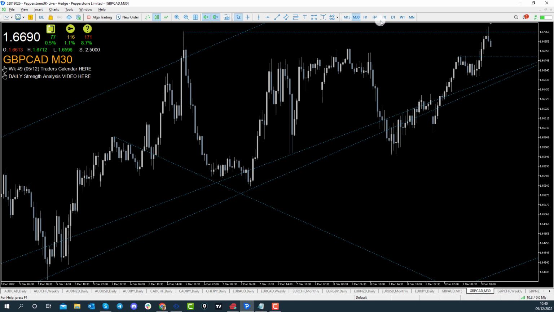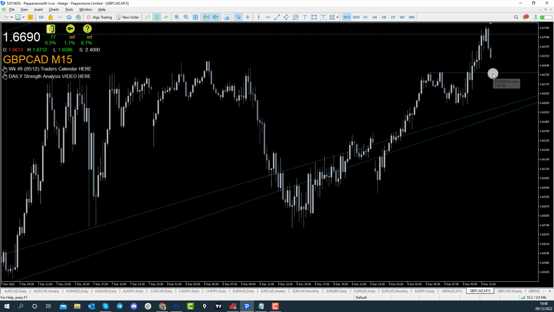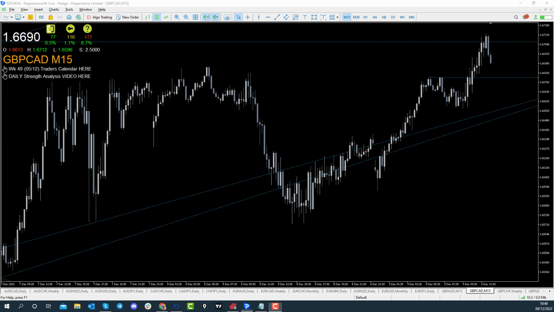Now this would be very much focused around a day trading opportunity, because what I'd want to see is price come down into this area here, find support, and then look for your longs back up into these highs first. Then look to see if price breaches it and moves higher after that.